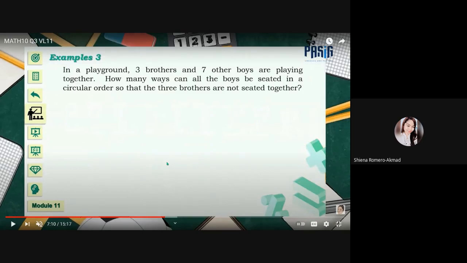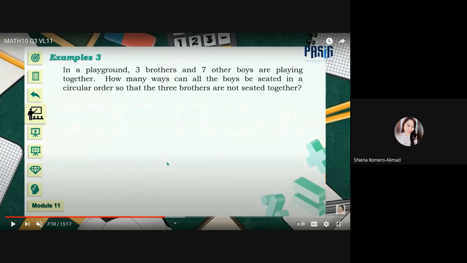In a playground, 3 brothers and 7 other boys are playing together. How many ways can all the boys be seated in a circular order so that the 3 brothers are not seated together? So this one is circular order. So we use here n minus 1 factorial. But as you can see, they are not seated together. We will do the same thing.